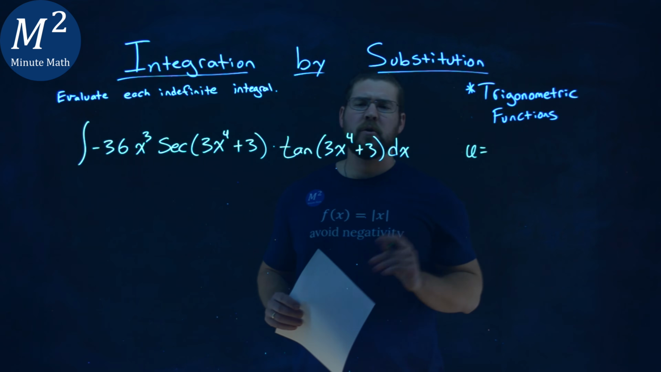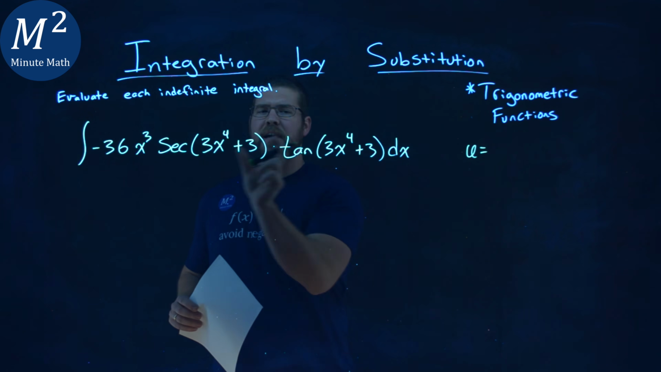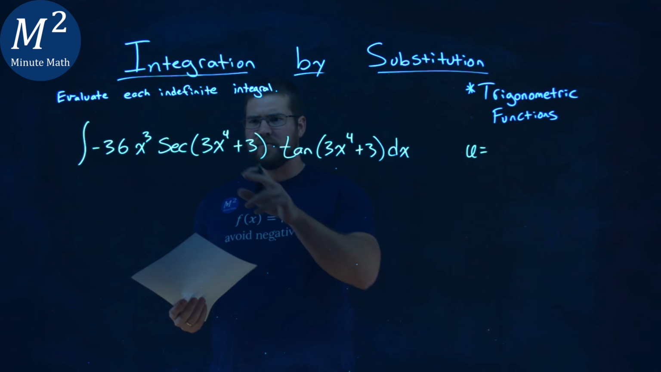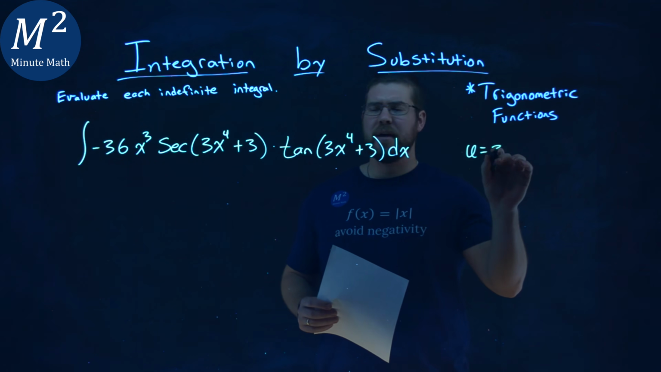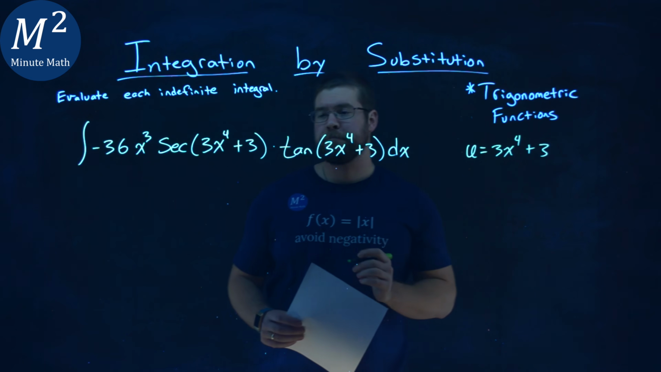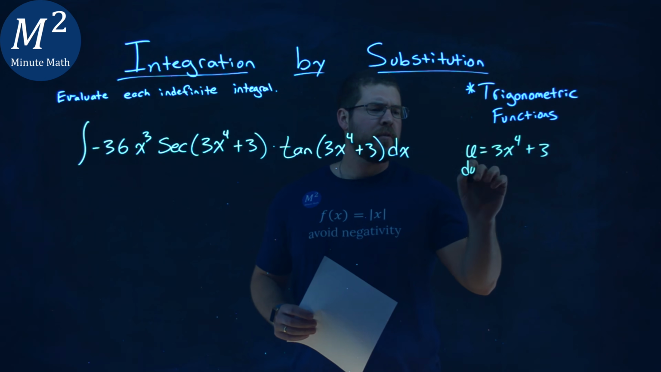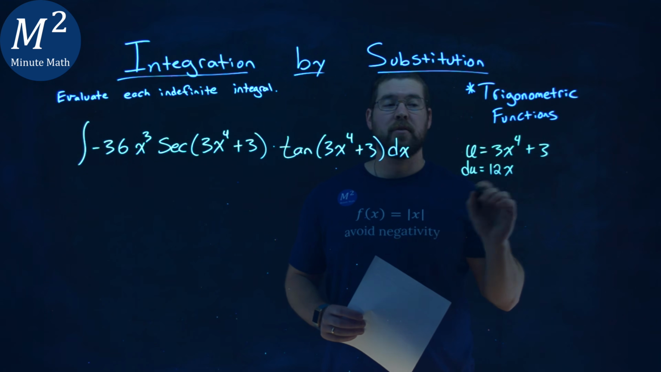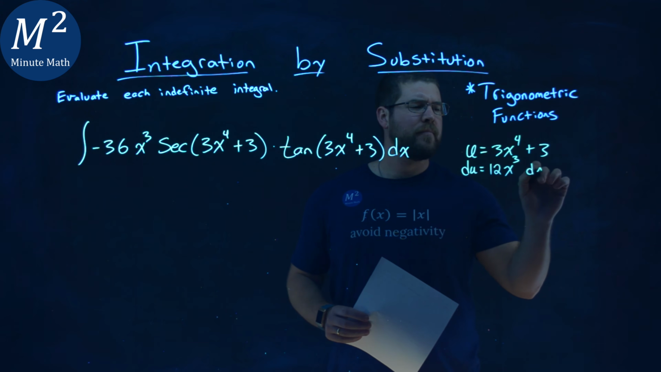And when picking a u value, I try to find what I see in common inside of my trigonometric functions, right? And I'm going to choose 3x to the fourth power plus 3. So let's go find a du from here. 4 comes down times 3 is a 12, x to the third power, and then we just have a dx there.